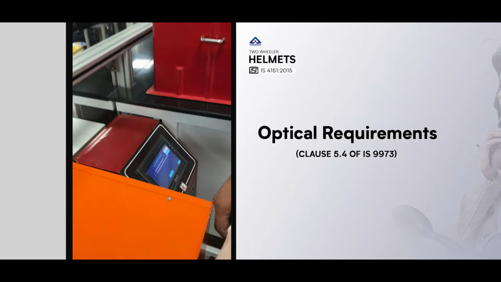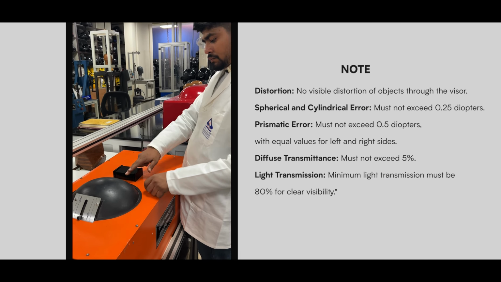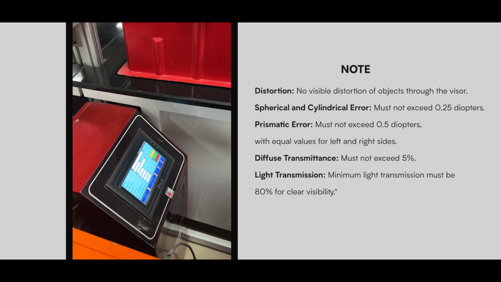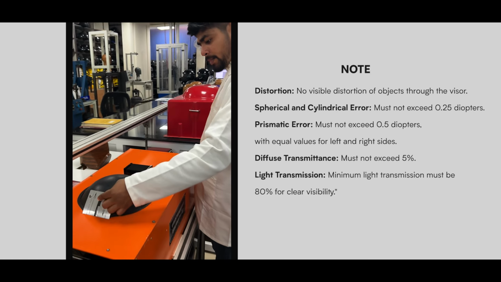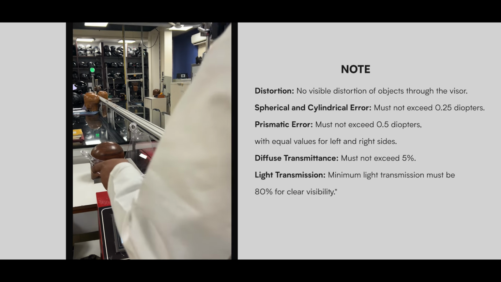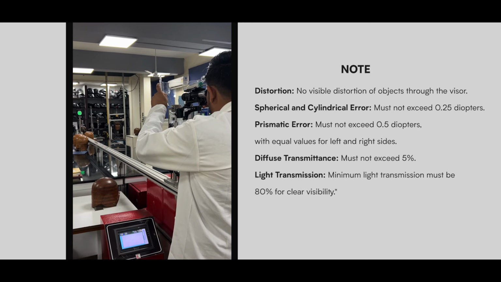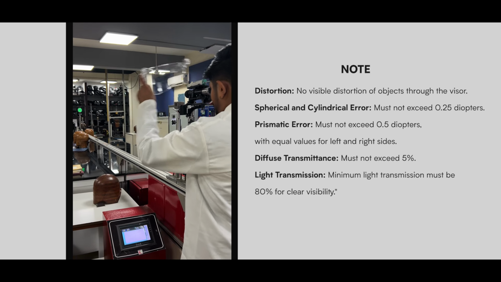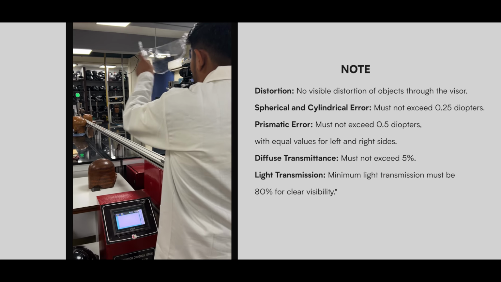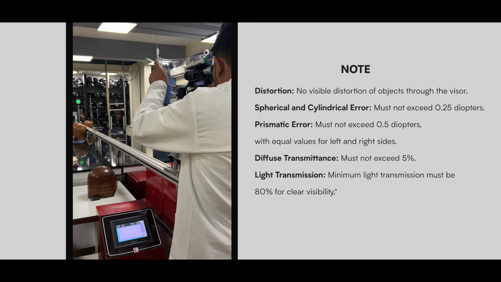Note: 1. Distortion, no visible distortion of objects through the visor. 2. Spherical and cylindrical error must not exceed 0.25 diopters. 3. Prismatic error must not exceed 0.5 diopters with equal values for left and right sides. 4. Diffuse transmittance must not exceed 5%. 5. Light transmission, minimum light transmission must be 80% for clear visibility.